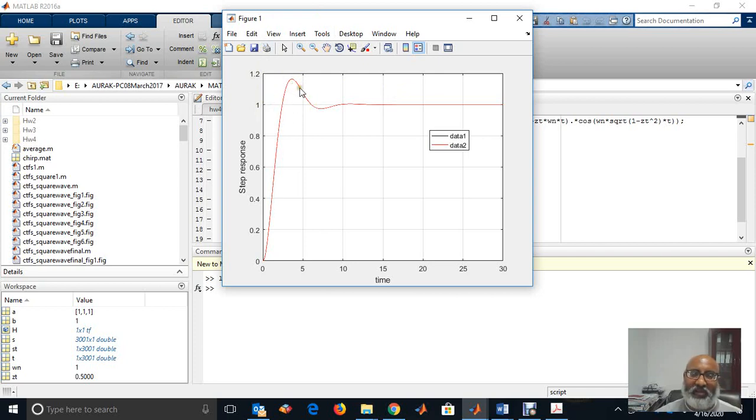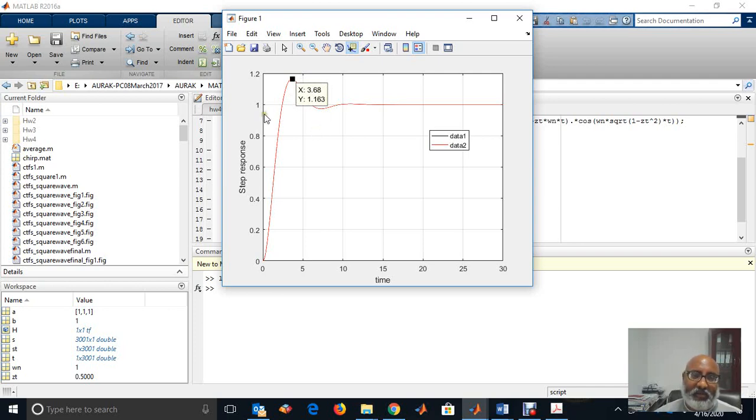So this overshoot, in some systems, is not desirable. For example, if it is a speed, how much is this one? Let me see with data tip. Yes, this is 1.163, meaning almost 16% of the maximum. So 16% of the step reference value, my reference being 1, means it's a big overshoot.